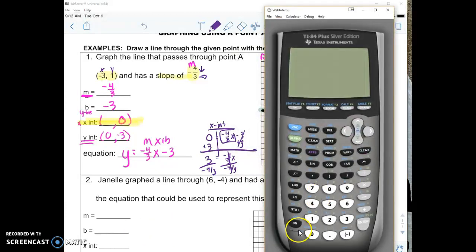On my calculator, 3 divided by -4/3 gives me -9/4. As a decimal, this is an exact decimal, -2.25. So my x-intercept is the point (-2.25, 0).